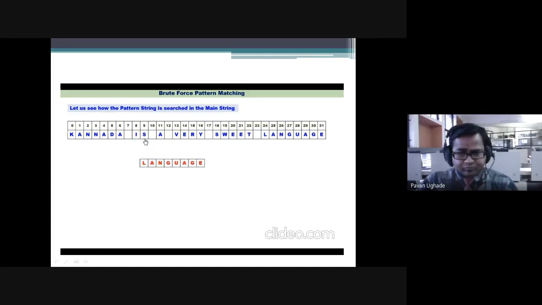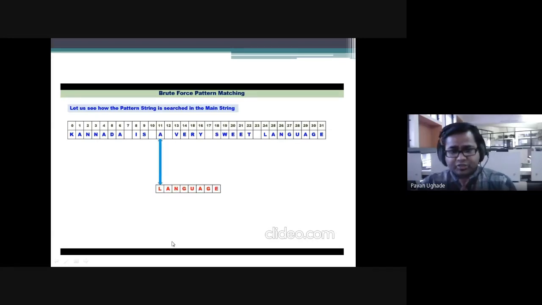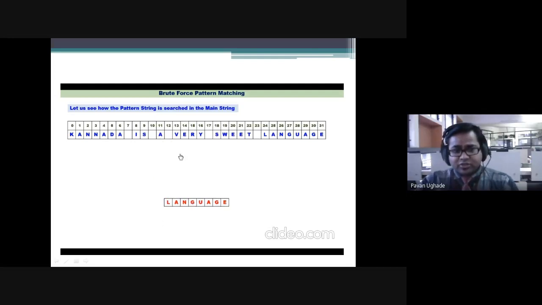In the same fashion, we are looking at whether t of 9, t of 10 equals p of 0. This is p of 0, this is the text. No, then again we are checking. No, not at all, right? So this is how it will check with each and every character.